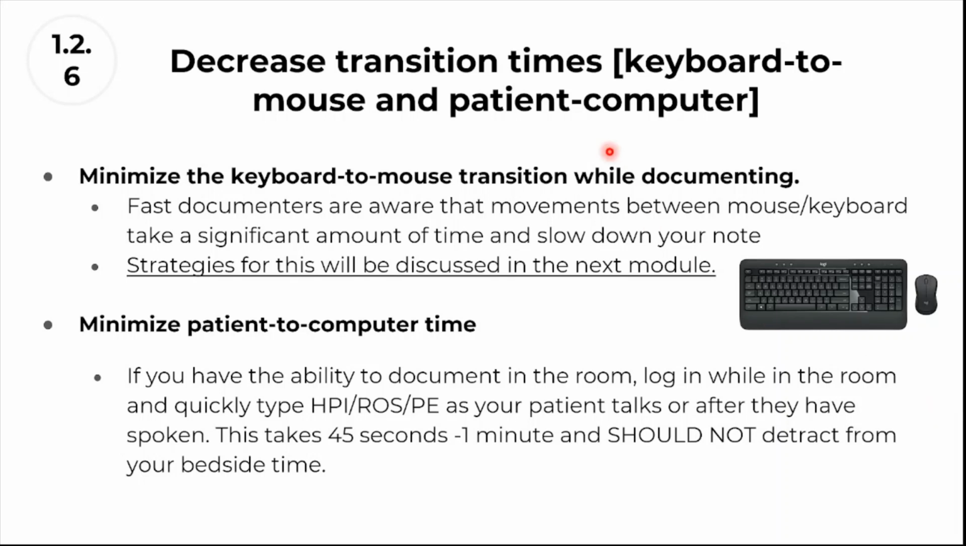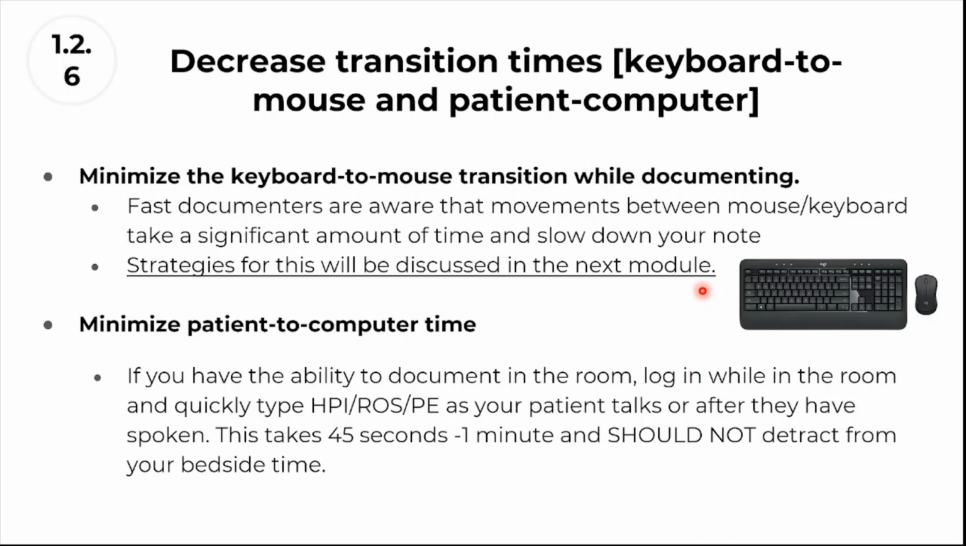So decreasing transition times is something we're also going to pay heavy attention to in this course. These are things where you go from your keyboard to your mouse and from your patient to your computer. And the one I'm going to emphasize is keyboard to mouse transitions. These are critical. We never think of this, but it heavily decreases your note efficiency. Fast documenters are aware that movements between mouse and keyboard take a significant amount of time and slow down your note. Strategies for this will be discussed in the next module. I just want you to keep it in mind.